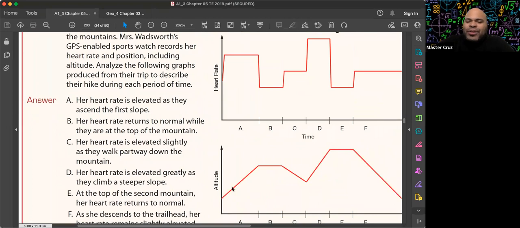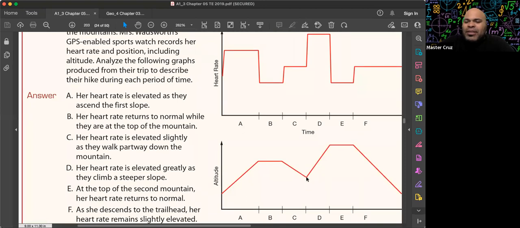It looks like she went up and then she stayed steady. She was flat for a few minutes. Then she went down the mountain. Then she went up on a steeper slope. Then she stayed up for a long time, and then she came back down. So for some time, as she is climbing the altitude and gets to the highest part, well, it looks like her heart rate goes up and it stays up, right?